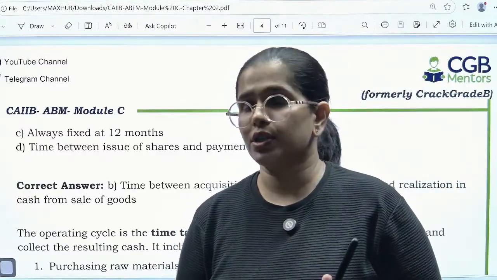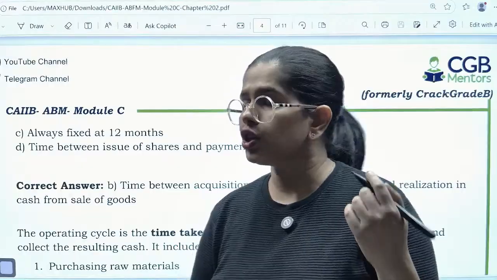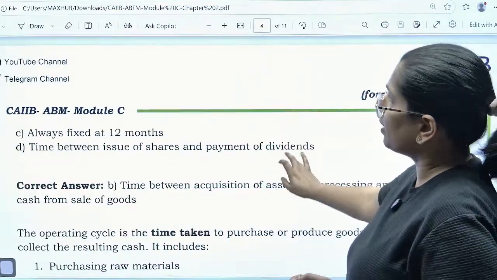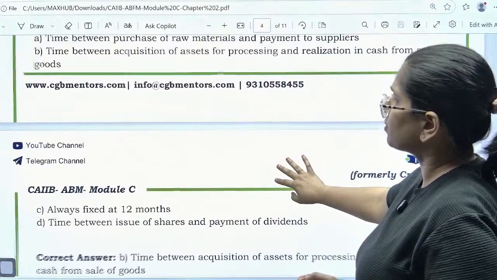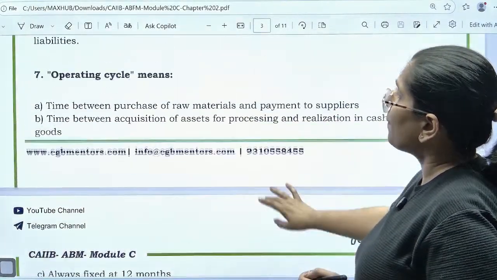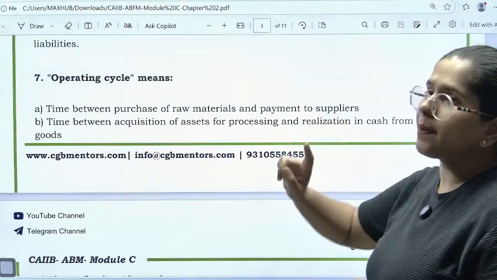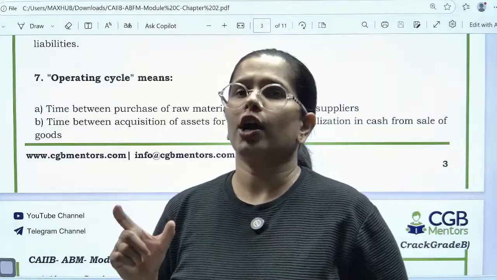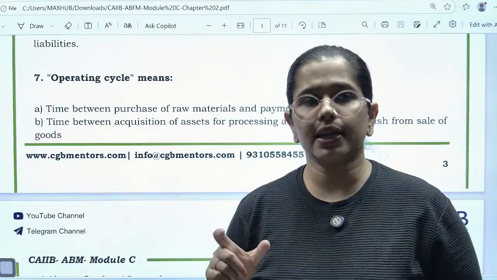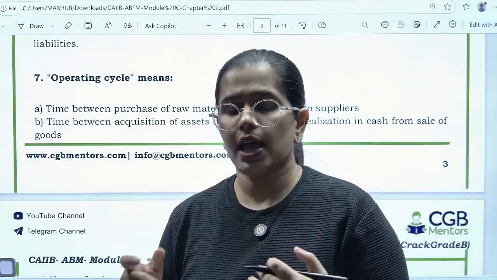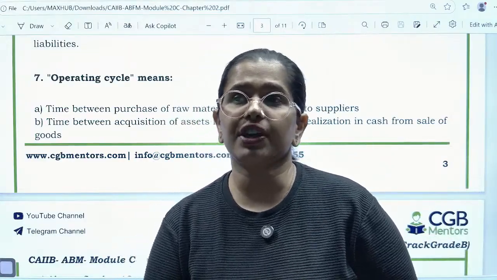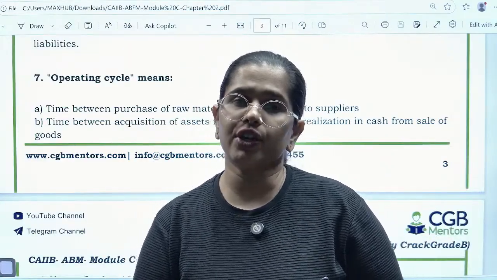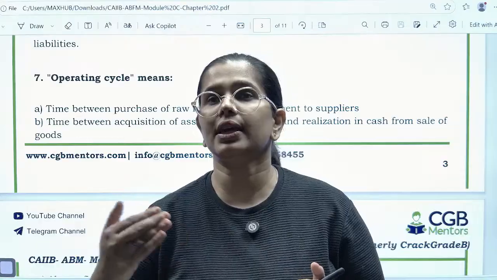Why have we not chosen option 1? The thing over here is, time between purchase and payment to suppliers is a very short period of time. Basically, you are saying that you have purchased the raw material and then you have paid the supplier. It is not talking about the finished goods conversion. Okay, you are not talking about finished goods conversion at all.